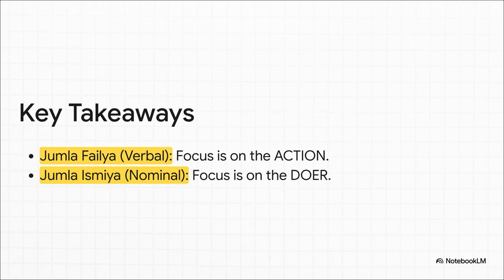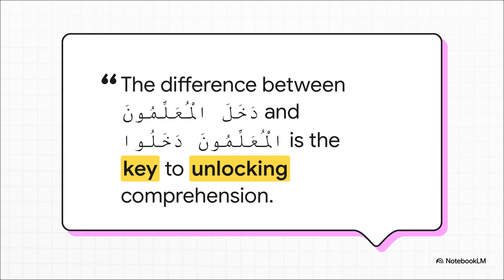But when you start with the noun, a Jumla Ismiya, the focus shifts to the doer. It's more like the teachers, they're the ones who entered. Understanding this lets you pick up on the subtle emphasis in anything you read. At the end of the day, if you want to master the language, you have to master its sentences. And being able to instantly see the difference between these two structures and knowing why the verb changes, that really is the key that unlocks a much, much deeper level of understanding.